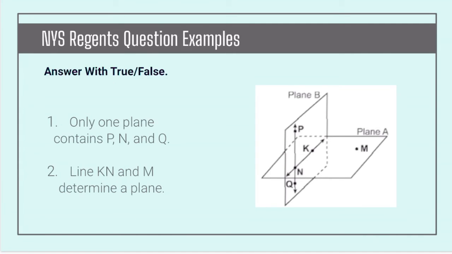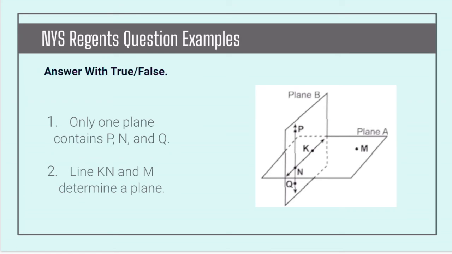Let's look at a new model. Once again, we're answering with true or false. Only one plane contains P, N, and Q. Well, there are two different planes here crossing each other. Plane B is standing up vertically and going through plane A, which is horizontal. Identifying the points on each plane, plane A has points M, K, and N, while plane B has points P, K, N, and Q. Since points P and Q are only on plane B, this is true.